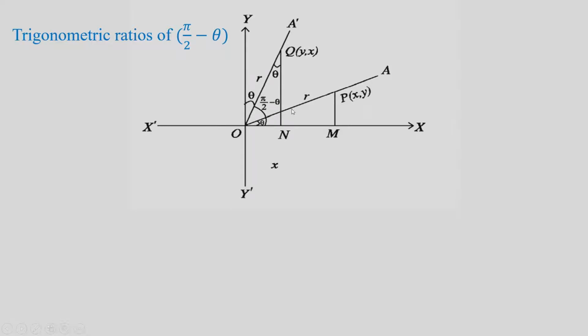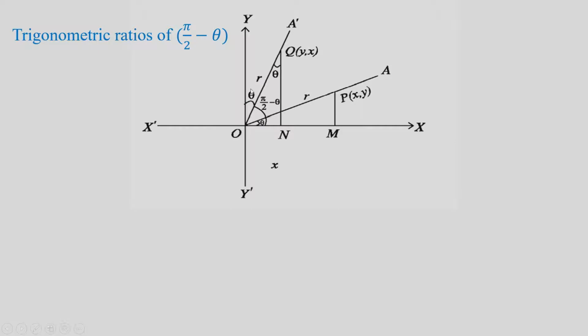Now we draw the angle pi by 2 minus theta equal to XOA prime. We know XOY is equal to 90 degrees, that means pi by 2, and if this angle is theta, therefore this angle XOA prime will be pi by 2 minus theta. Okay, and similarly we cut OQ from OA prime equal to OP. Okay, and we draw QN perpendicular to OX.